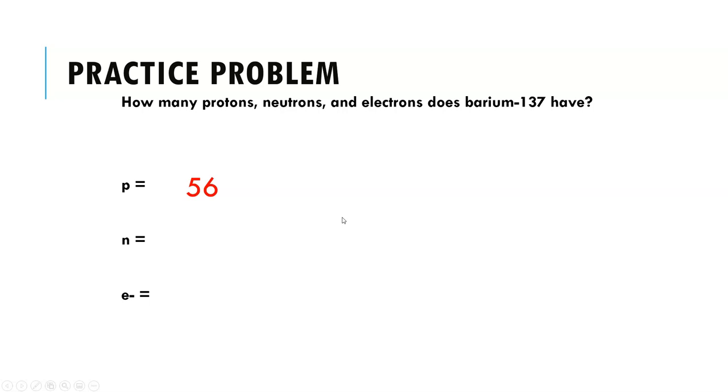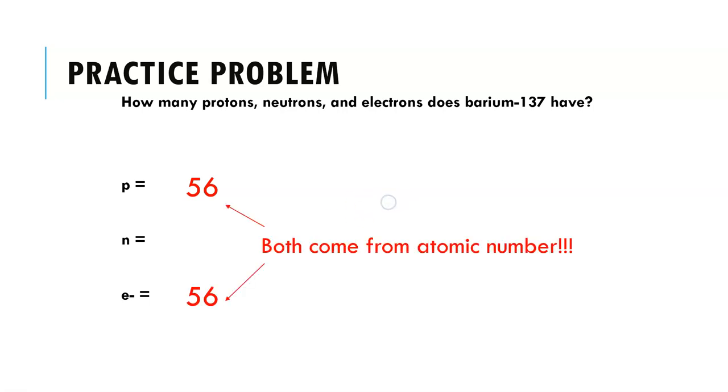So barium is atomic number 56. That means 56 protons and electrons. I cannot stress enough, both of those come from the atomic number. Now barium-137, this 137, a lot of kids confuse that with the atomic number. But remember, there's only 118 elements, so it couldn't have an atomic number of 137. This 137 is the mass number. So again, in order to find the number of neutrons, I have to subtract the number of protons from the mass number. So in this case, we get 81.